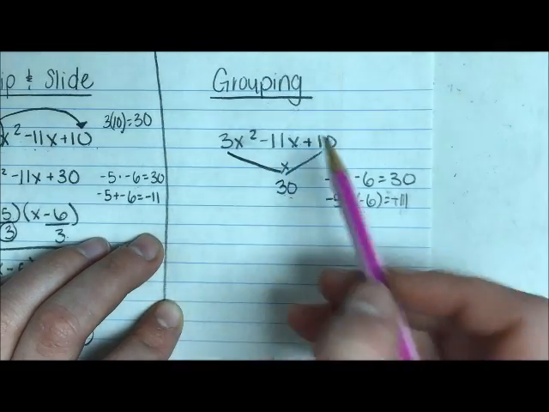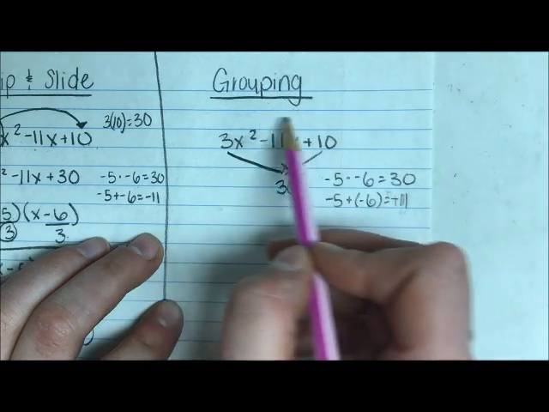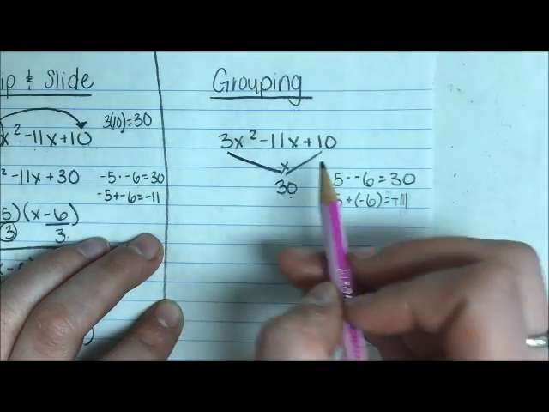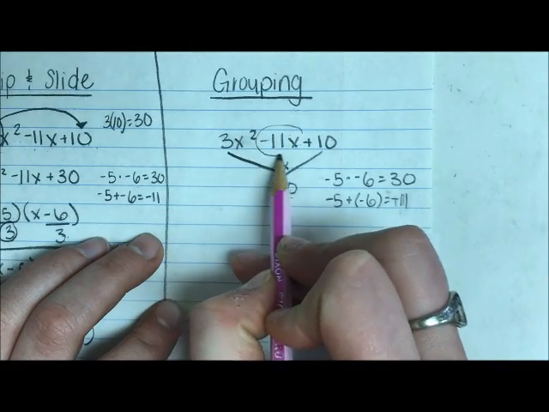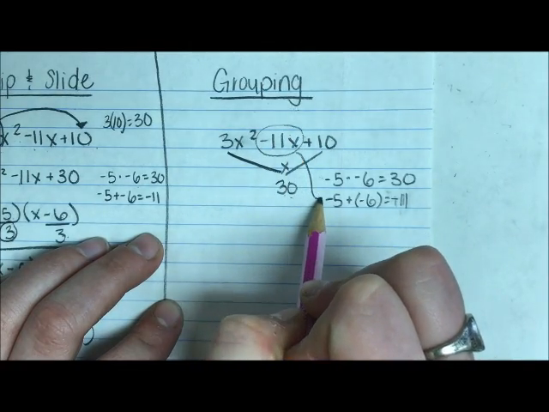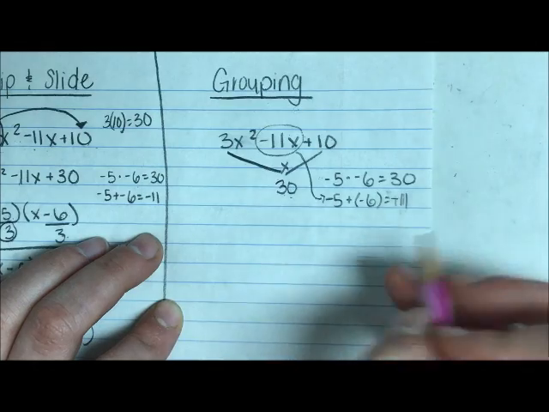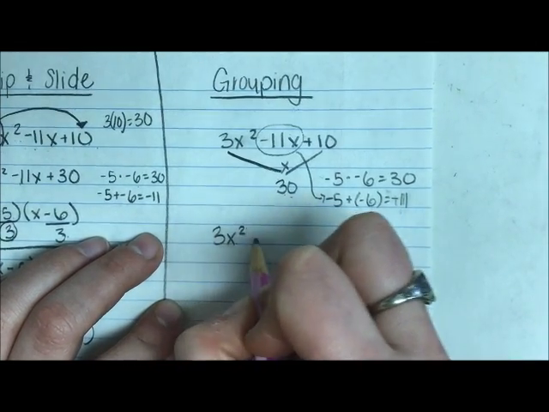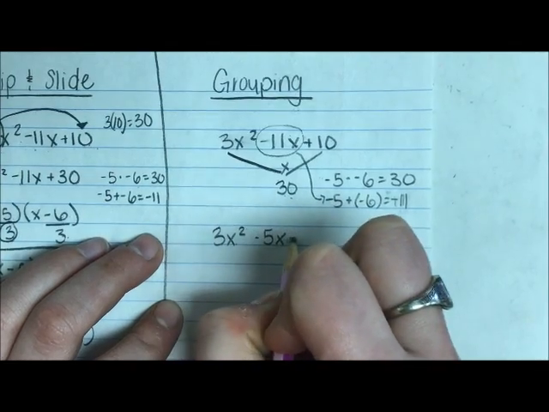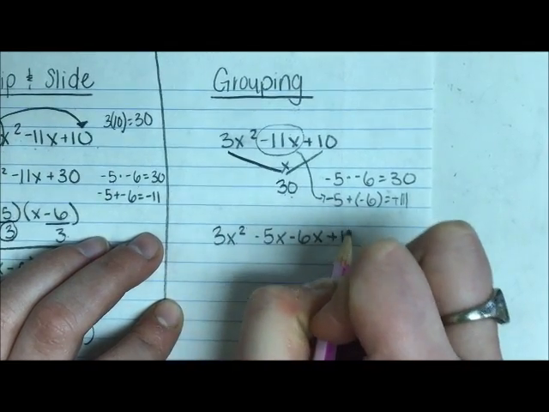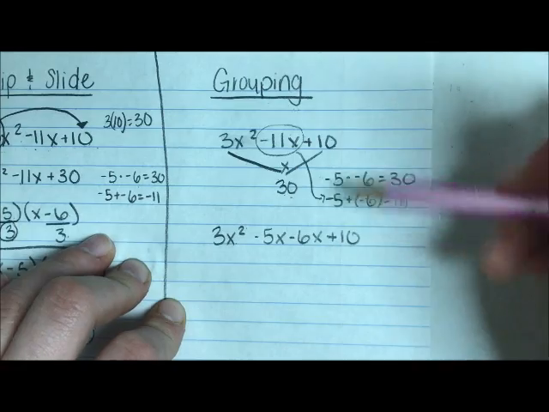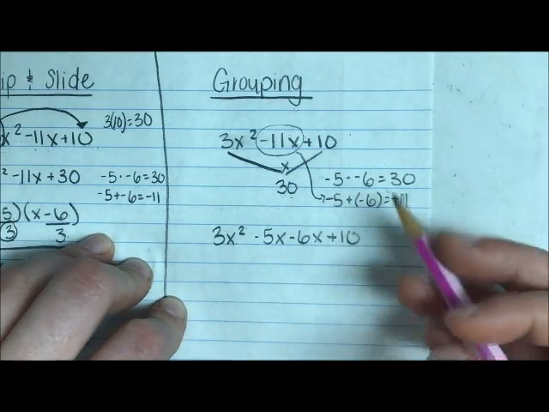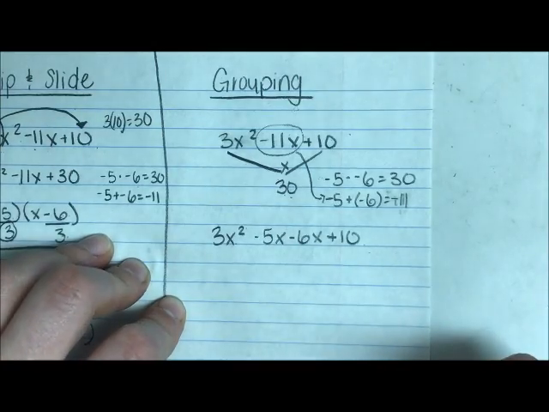So I'm now just going to break this trinomial into more terms. Instead of having a -11 here, I'm going to break that into having a -5x and a -6x. So 3x squared minus 5x minus 6x plus 10. These two are still exactly the same because I could combine these like terms and get the same result.